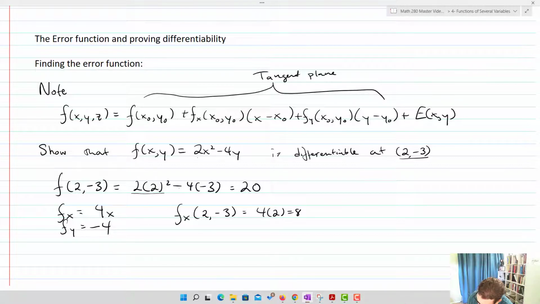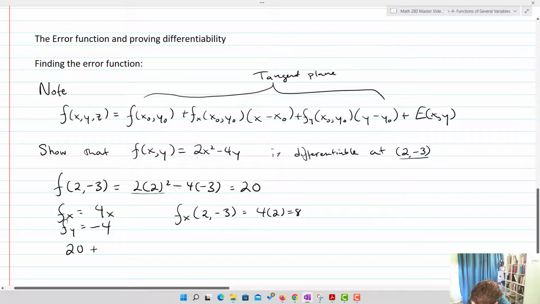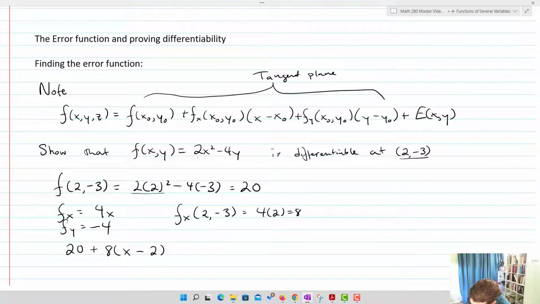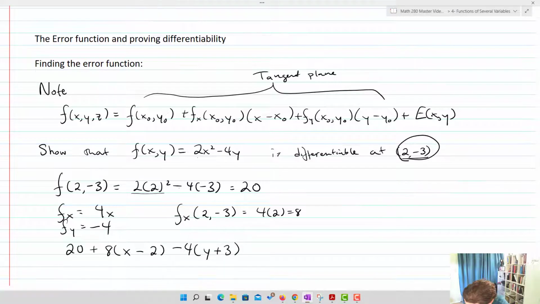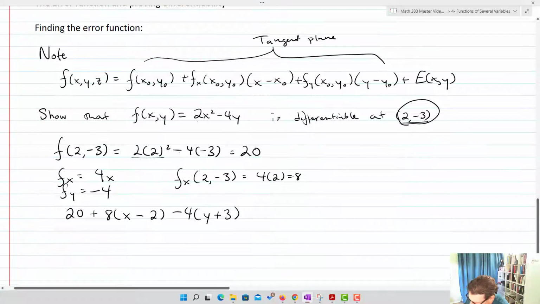So consequently, our tangent plane is going to end up being 20 plus 8 times (x - 2) plus, or rather minus 4 times (y - (-3)), so y + 3, right? And here's your x naught, y naught. And that's the tangent plane for f of x, y.